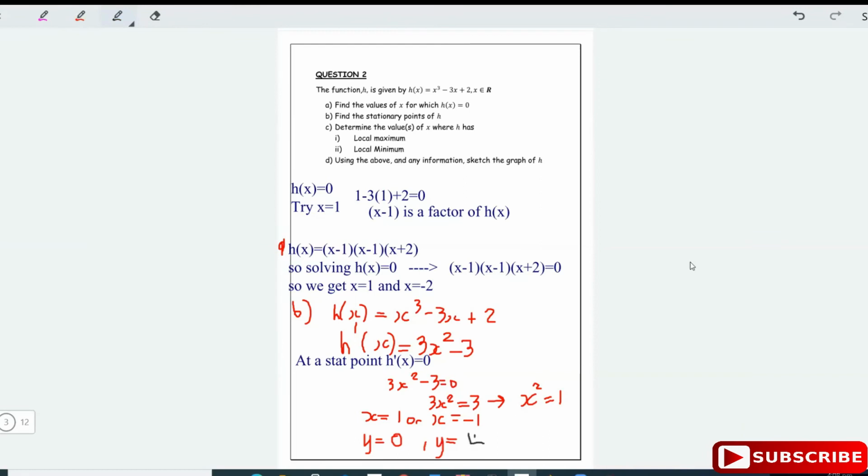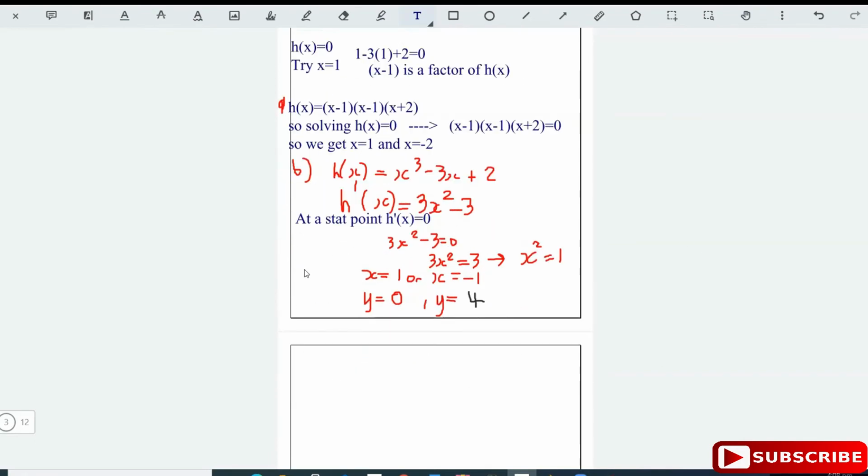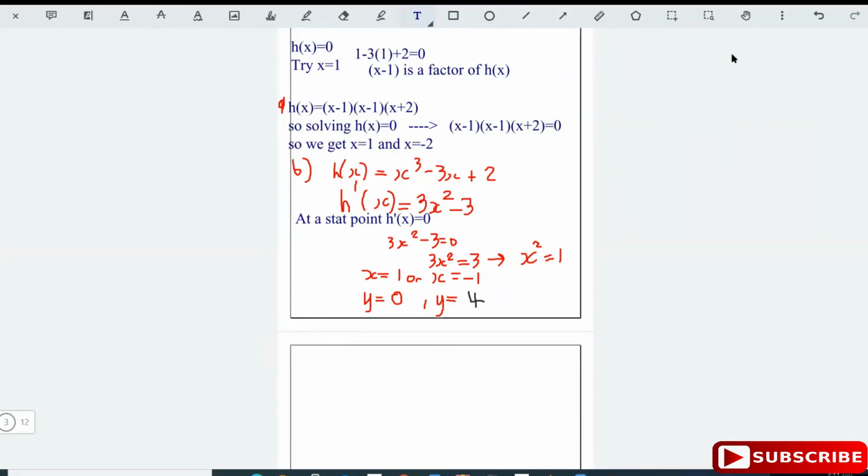Now they ask for the stationary points. They don't ask for the stationary coordinates. They ask for the stationary points. And so we're going to have to tell them that the stationary points are, you have to write them as coordinates. So the stationary points are (1, 0) and (minus 1, 4). That's the stationary points.